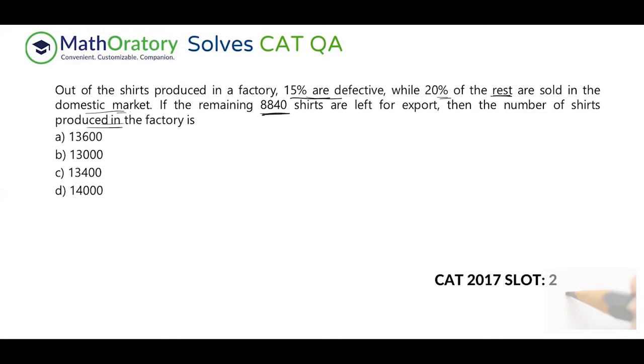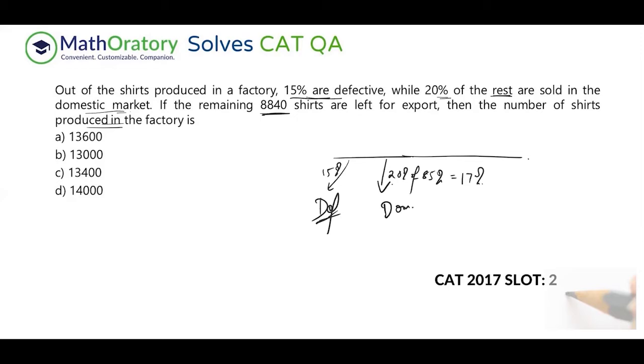So what we are looking for is that there's a bit of tree structure happening. So 15% of the total production is defective basically, so you can leave that out. 20% of the rest, so that is 20% of 85%, right? So 20% of 85 is 17, or you can do 85% of 20, but 20% of 85 is faster actually. So 17% of the total number is sold in the domestic market.